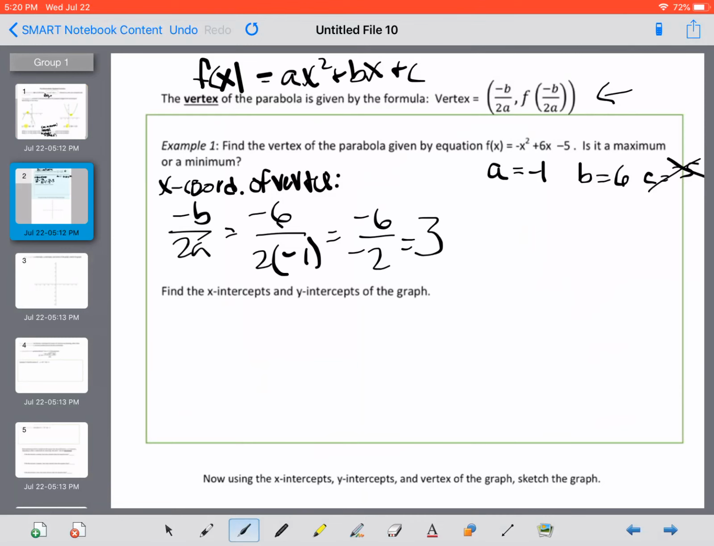And so our vertex is going to have an x-coordinate of 3. What's the y-coordinate going to be? Well, just take that x-coordinate and plug it back into your function. In other words, find f of 3, and that'll be the y-coordinate.